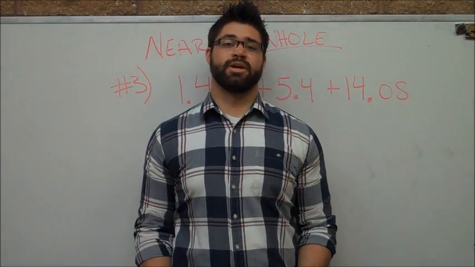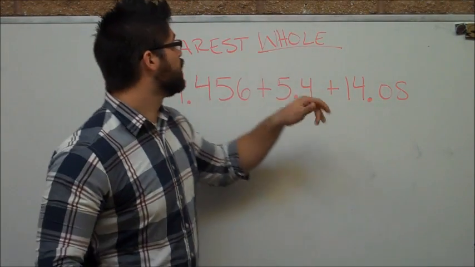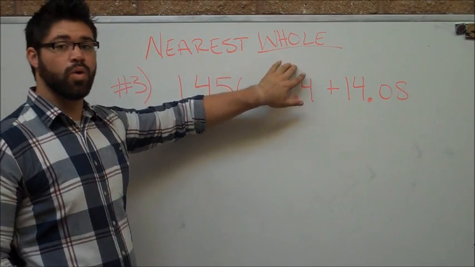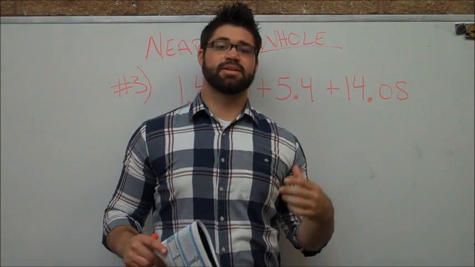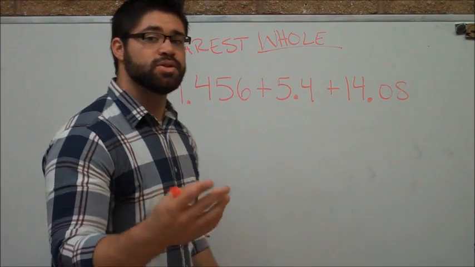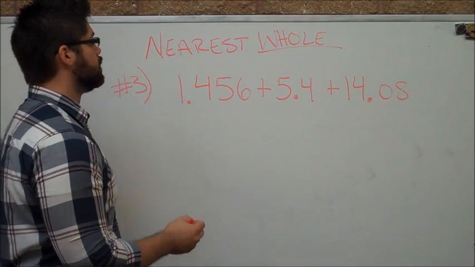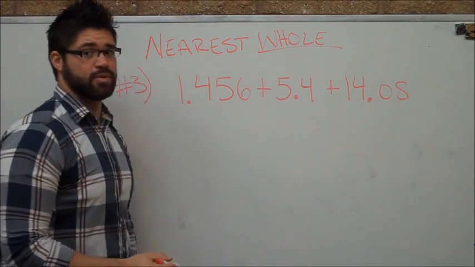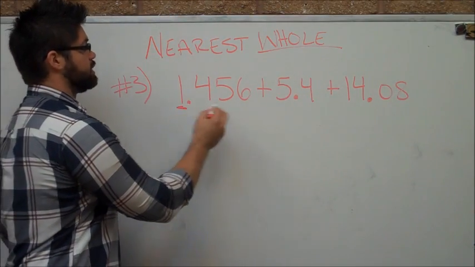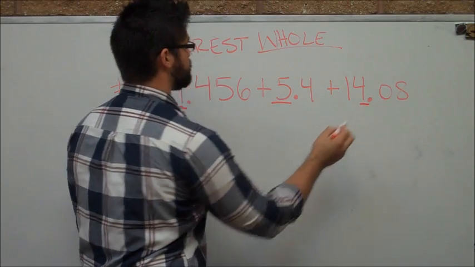Here we are at number 3. What I'd like you to do is take note that now we're rounding to the nearest whole. So in your guided practice section, make sure you write a little note to yourself that we're rounding to the nearest whole number now. So let's look at how we round to the nearest whole number. The nearest whole means we're going to get rid of everything after the decimal. So what that means is we're going to be rounding to the ones place.